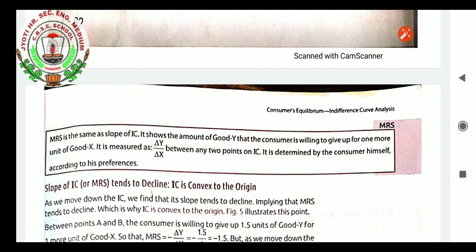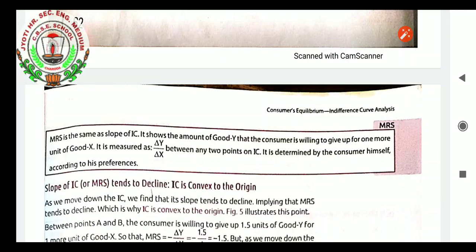Now in simple terms, what is MRS? MRS is the same as the slope of IC. It shows the amount of goods Y that the consumer is willing to give up for one more unit of goods X. It is measured as change in Y upon change in X between any 2 points on IC. It is determined by the consumer himself according to his preferences. The slope of IC, or MRS, tends to decline, that is, IC is convex to the origin.